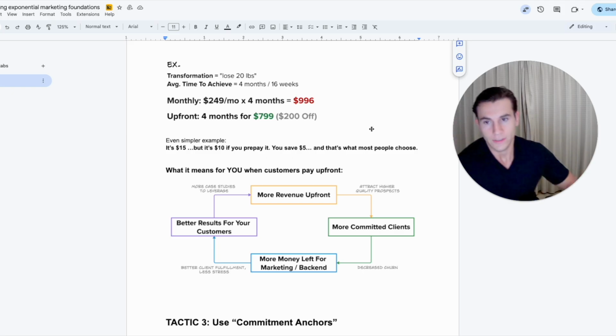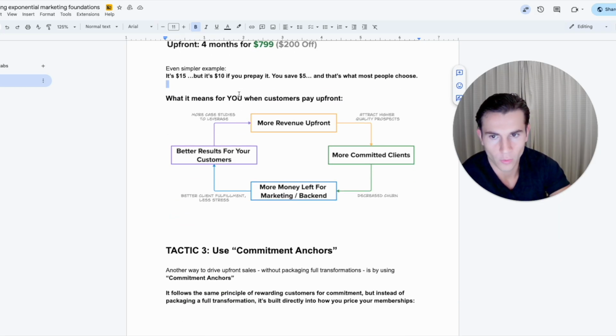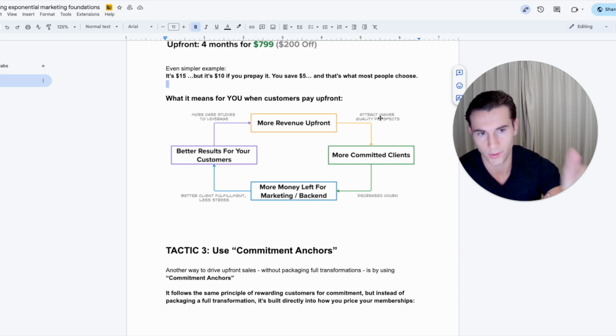Okay? So even simpler example, it's $15, but it's $10 if you prepay. You save $5, and that's what most people choose. So what it means for you when customers pay up front is pretty straightforward. You simply get more revenue up front. That attracts higher quality prospects, meaning people who are going to understand it takes time, it takes commitment.